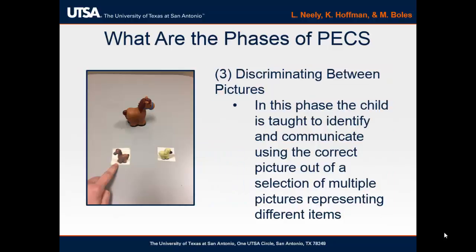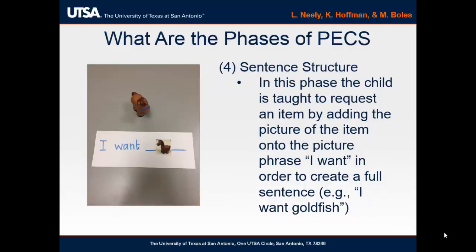Phase 3 involves learning the difference between pictures, or discriminating between pictures. In this phase, the child is taught to identify and communicate using the correct picture out of a selection of multiple pictures that represent different items. The fourth phase involves implementing sentence structure. In this phase, the child is taught to request an item by adding the picture of the item onto the picture of a phrase, "I want," in order to create a full sentence. For example, "I want goldfish," or in this picture, "I want horse."